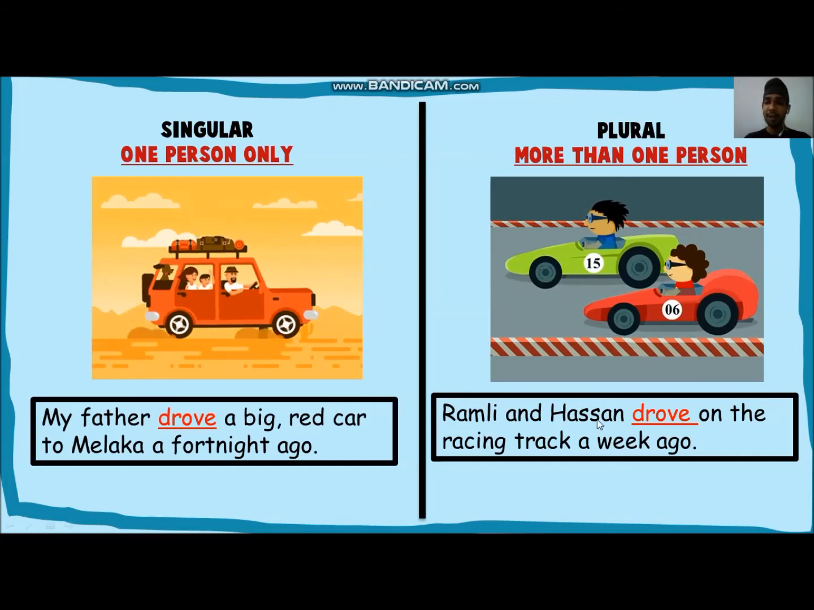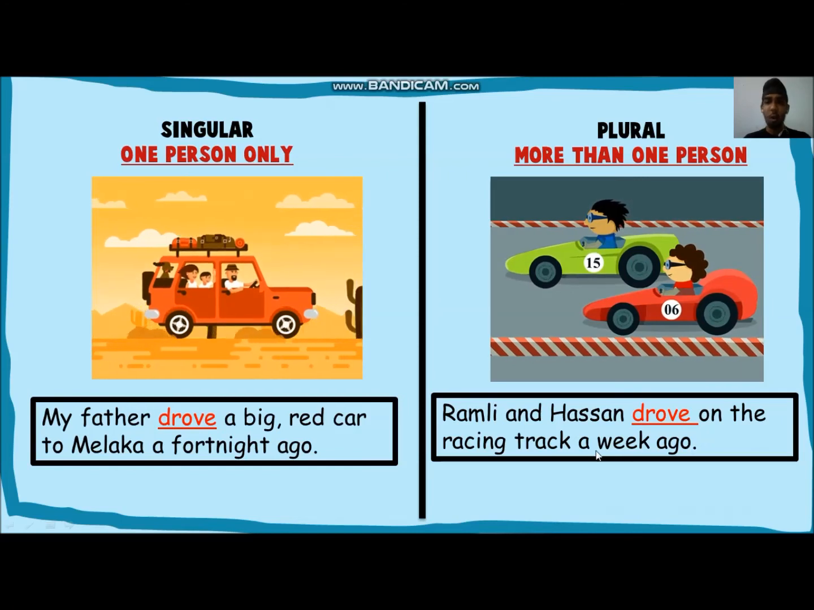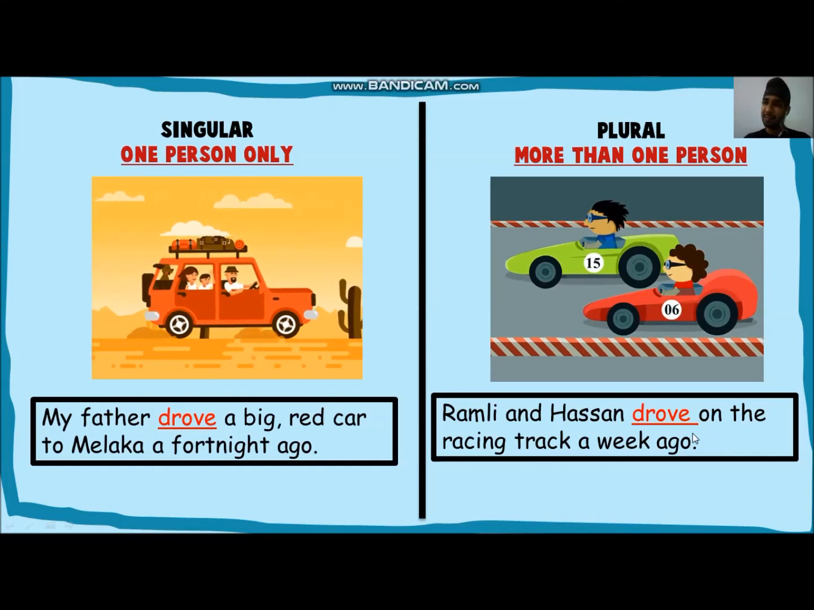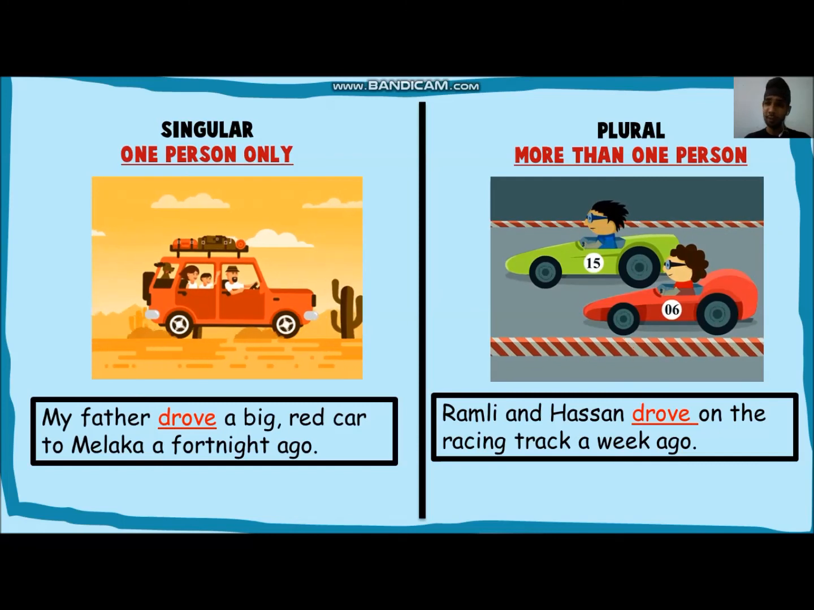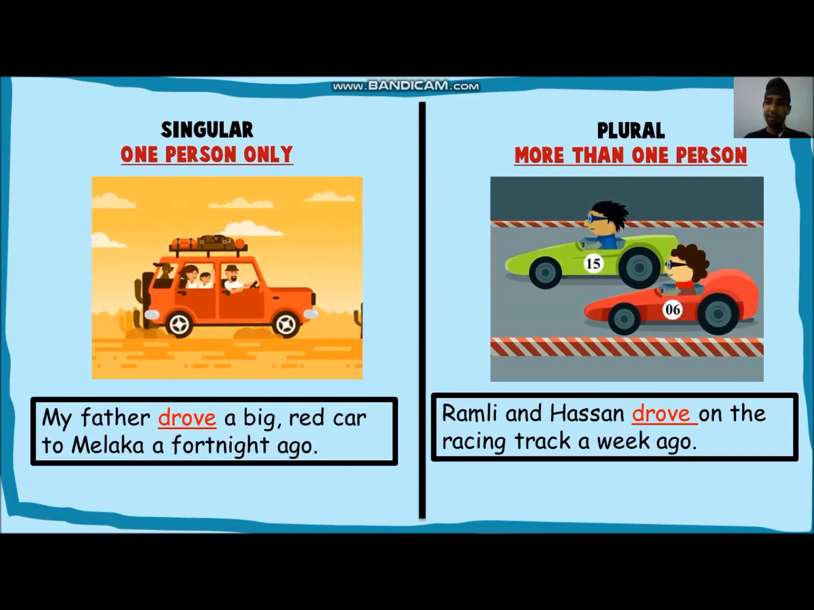For plural, Ramli and Hassan drove on the racing track a week ago. The action happened in the past, which is a week ago. Therefore, we use the word drove. One question: why don't we use the word drive and add an ed behind? This is because it is against the rule to add ed for the word drive. The past tense for the word drive is not drived, but drove.